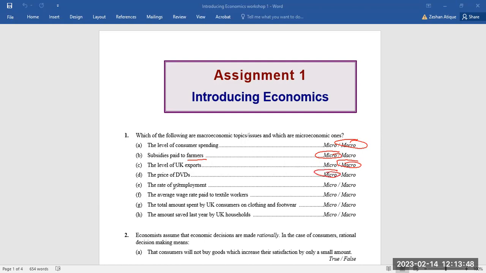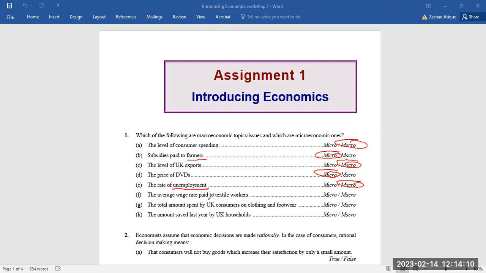And similarly, the rate of unemployment. The rate of unemployment is related to the overall nation. It means that every person that is unemployed in a country will come under this particular definition. So this is a macroeconomic issue.